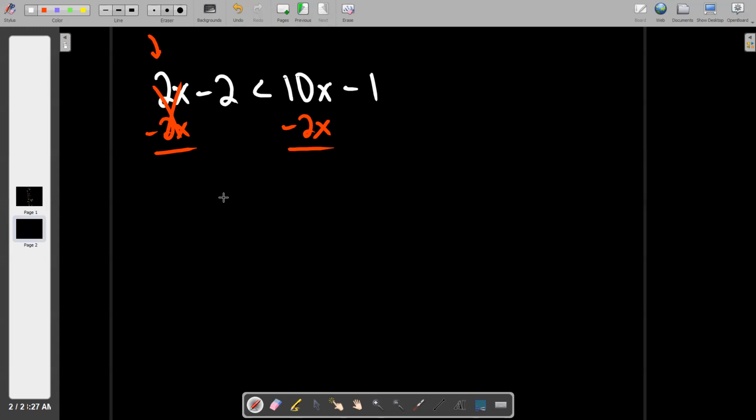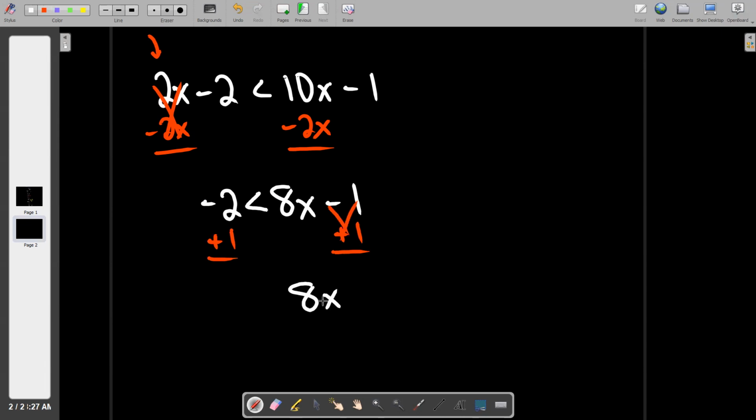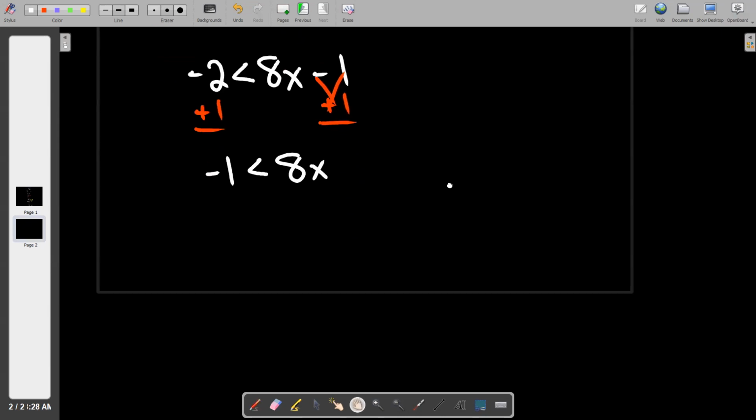So now I'm going to drop down my -2. I'm going to drop down my inequality sign. What's 10x minus 2x? Next step, add 1 to both sides. And I'm going to bring down my 8x, and I'm going to bring down my inequality symbol. And what is -2 plus 1? -2 plus 1, -1. Next step.